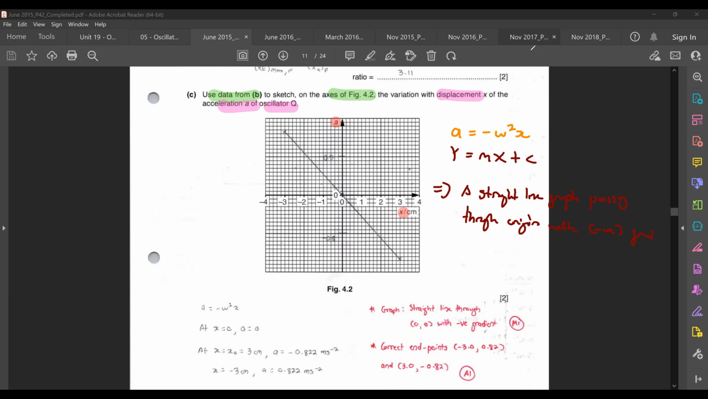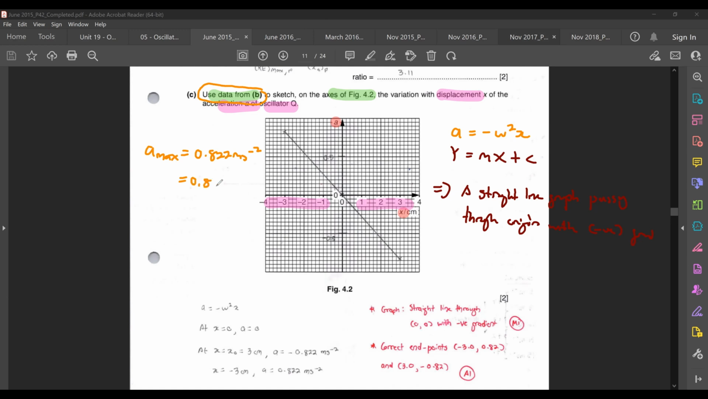But if you look at your question right now, you will notice that your axes are actually labeled with some values. This one is really a hint to you to actually draw your graph to scale with the proper values put in. Another thing that will have already hinted you on that is the fact that they ask you to use your data from B. Data from B, you found out what is your A max. Your A max is actually 0.822 meter per second square, but you can probably round it up to 1 SF here to make your graph plotting easier.